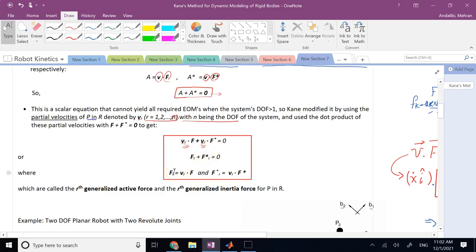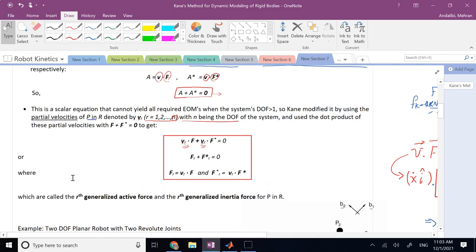So first, a terminology. This VR.F or VR.F star, which Kane showed by FR or F star R, are called the rth generalized active force or the rth generalized inertial force for the particle or the system in the space, in the task space, really.